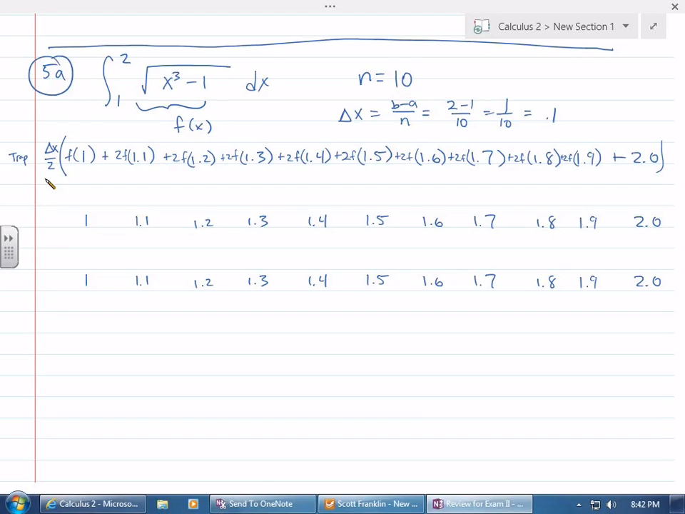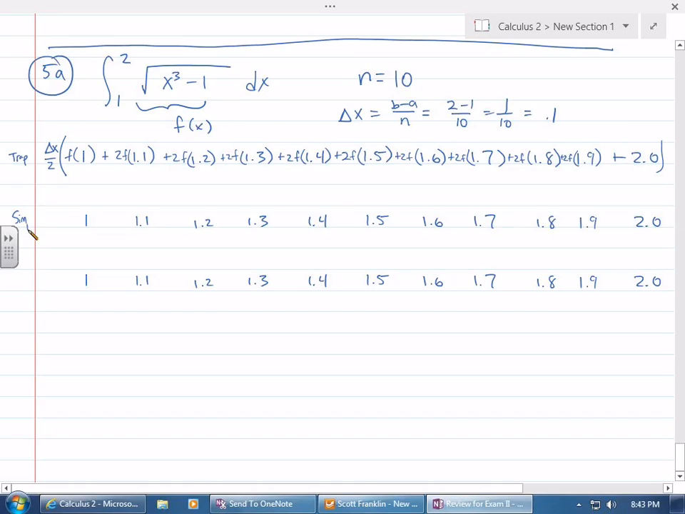Now when I say f of, I mean I'm going to do a lot of calculator work. I'm going to plug in 1 into this. I'm going to plug in 1.1 into this. I'm going to plug in 1.2 into this formula right here. So some tedious work at this point, but it's just calculator work.